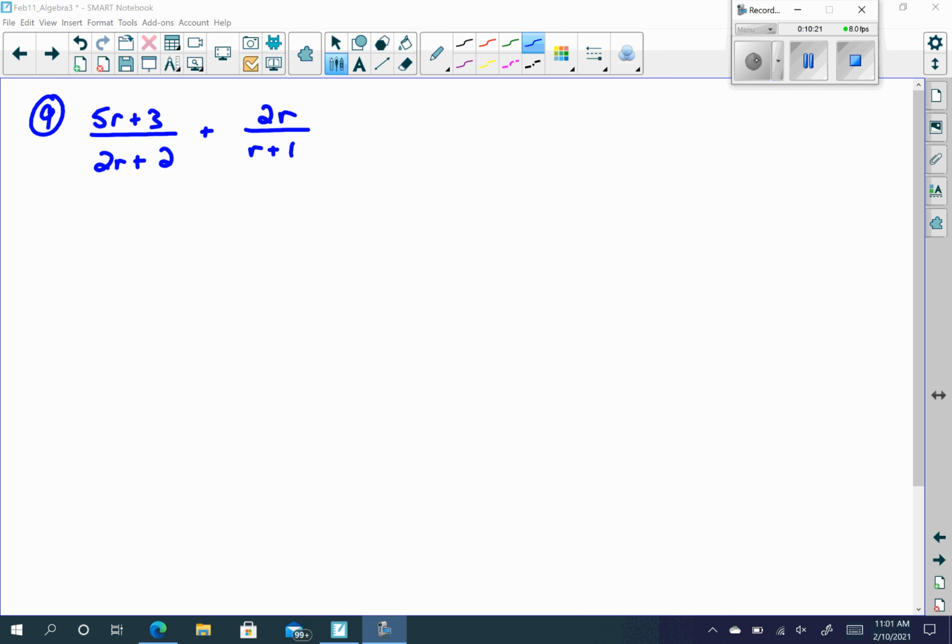Okay, number 9. I'm going to go ahead and factor the first denominator, factor out a 2, and that's going to help. So when I go to make my two blank fractions, my LCD is going to be 2 times the quantity r plus 1. They both have an r plus 1 in common. So my first numerator doesn't change because the denominator had both the 2 times the r plus 1, so I leave that as 5r plus 3.